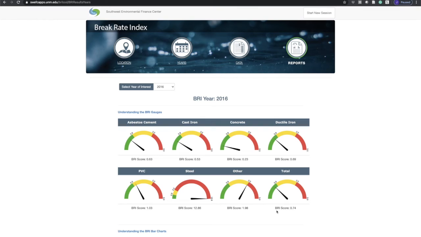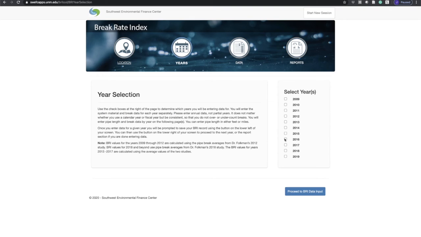This tool was designed for use by US and Canadian drinking water distribution systems, but can be used by any system to compare their break rates to the US and Canadian averages. Note that it is not unusual for a system total BRI to be less than 1, and for certain materials in that system to have material BRIs significantly higher than 1. Our tool lets you enter data for multiple years so that you can chart your system's break rates over time.